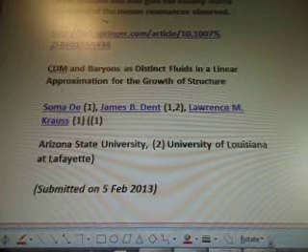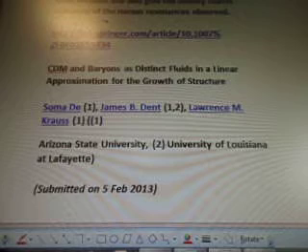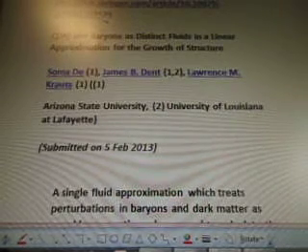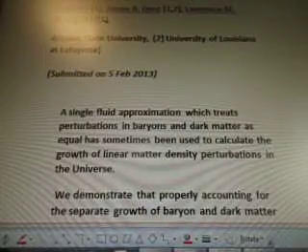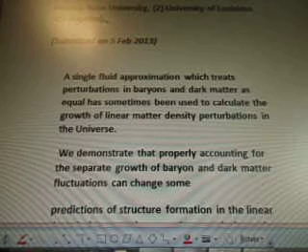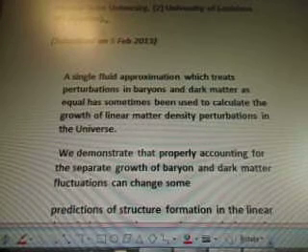Next is the CDM and baryons as distinct fluids in a linear approximation for the growth of structure. That's the name of the scientist from the University of Louisiana, Arizona State University, that's in the U.S. February 2013, this is brand new. A single fluid approximate, well, it's kind of April, so it's fairly new.